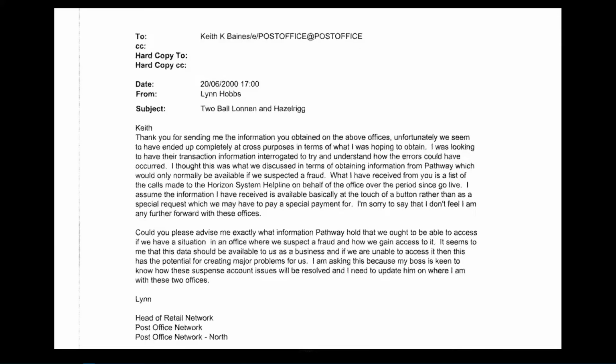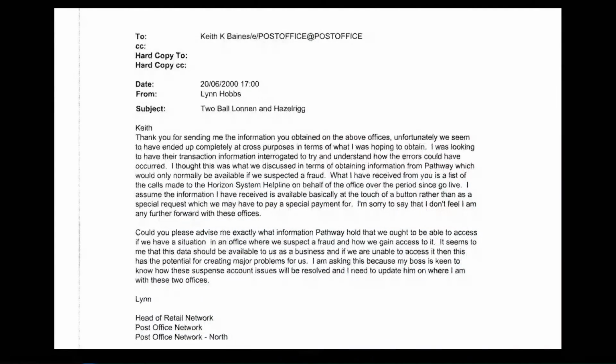At that stage, was that the job of the retail network or the head of the retail network, for example? I don't believe so, and I don't know how it would be possible to eliminate every possible cause. I thought this was what we discussed in terms of obtaining information from Pathway, which would only normally be available if we suspected a fraud.